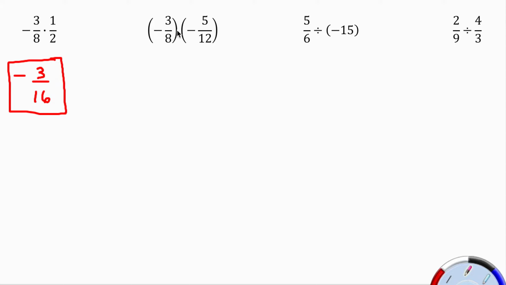Okay, this is a multiply. 2 negatives, so my answer is going to be positive, so I'm done worrying with those negatives. Notice on this one I have a 3 and a 12. 3 divided by 3 is 1. 12 divided by 3 is 4. Now a 5 doesn't have anything in common with a 4 or an 8, so that's all I can do. Now my problem is 1 times 5 and 8 times 4.